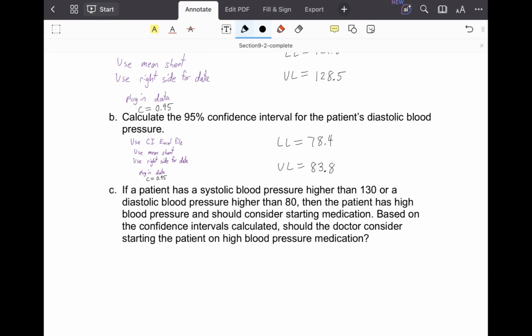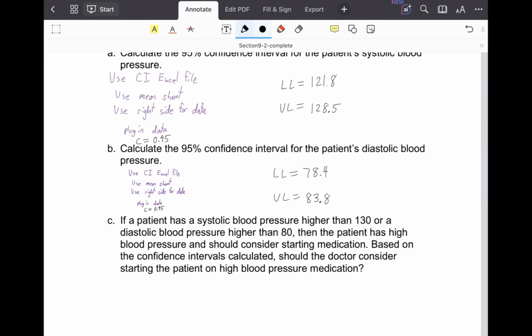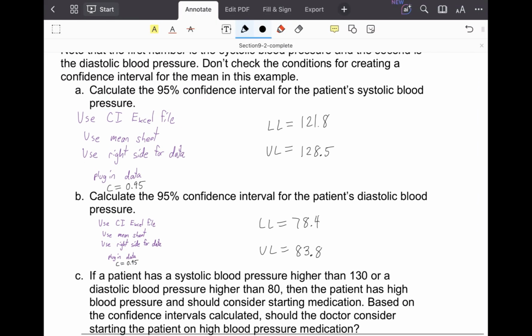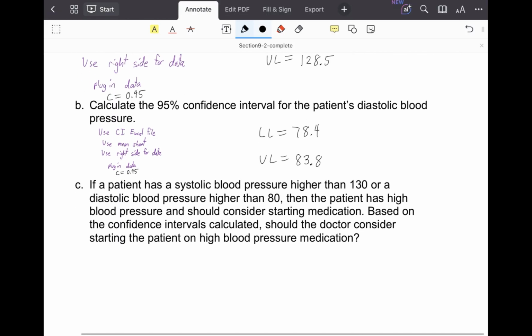Yeah, so the interpretation here, they didn't really ask for an interpretation. We're just calculating the limits, but you could think this is with 95% confidence, the systolic blood pressure average will be between those two numbers. With 95% confidence, the diastolic blood pressure average will be between those two numbers there.